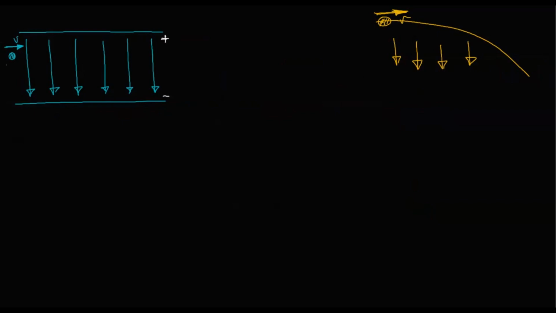So if I project a positive charge within this electric field, what is going to happen is the positive charge will be pushed down, because the electric field lines tell you the direction of the motion of the particle.